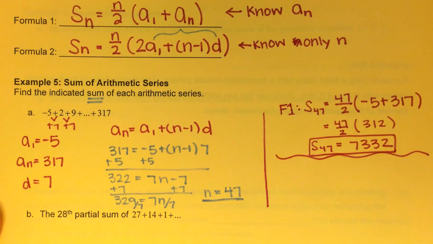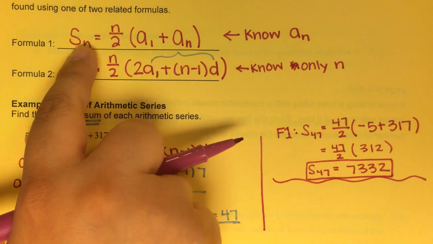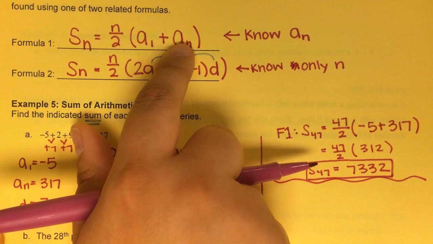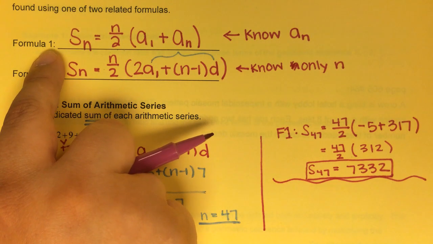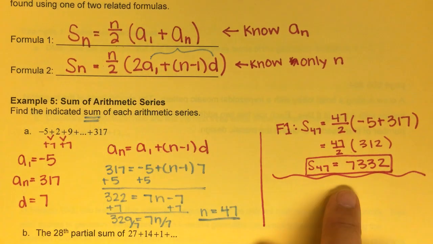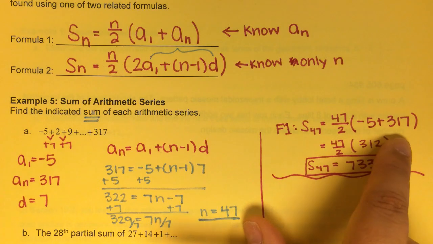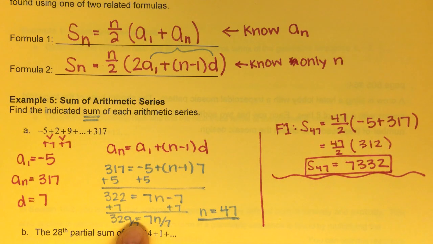So we can do that. No, I used the first formula for this one. This is formula 1. So I still used what? I used N over 2, so I did 47 over 2, and then A of 1, A of N. Does that make sense? Over here? What 2?